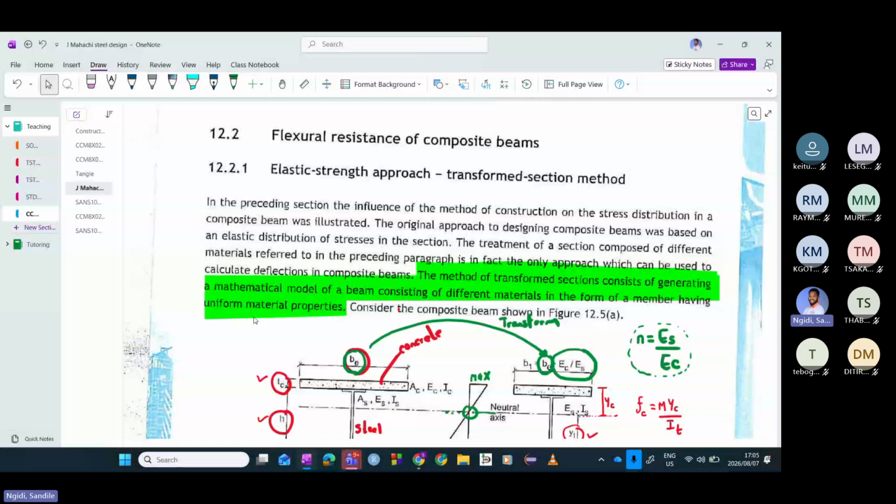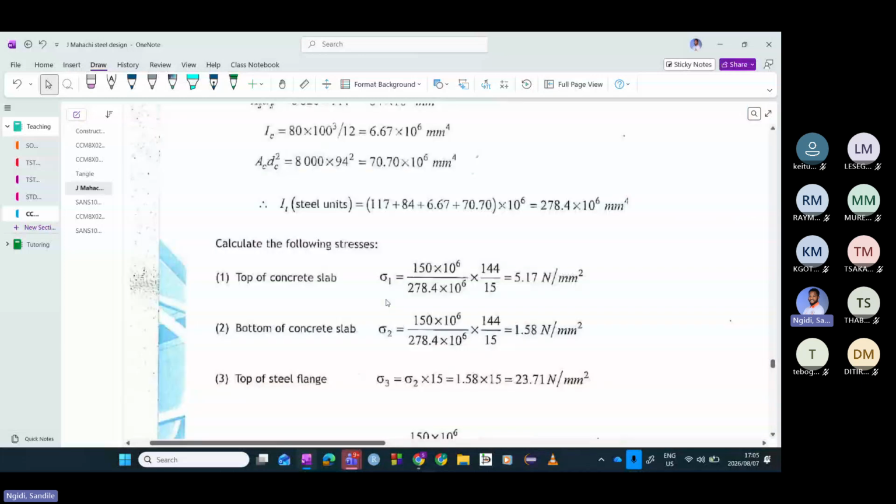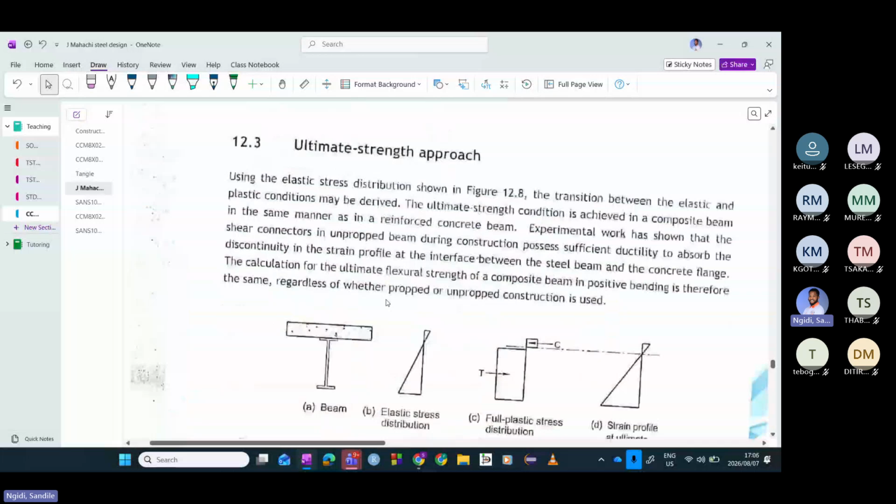And we don't also change the strain profile. And also, we don't change the bending moments of the structure. So that's the elastic strength approach. So what we are seeing now here is another approach, and this approach is called the ultimate strength approach. This ultimate strength approach is actually the approach that is adopted by the code. So SANS 10162 has actually adopted this ultimate strength approach for design of composite beams.